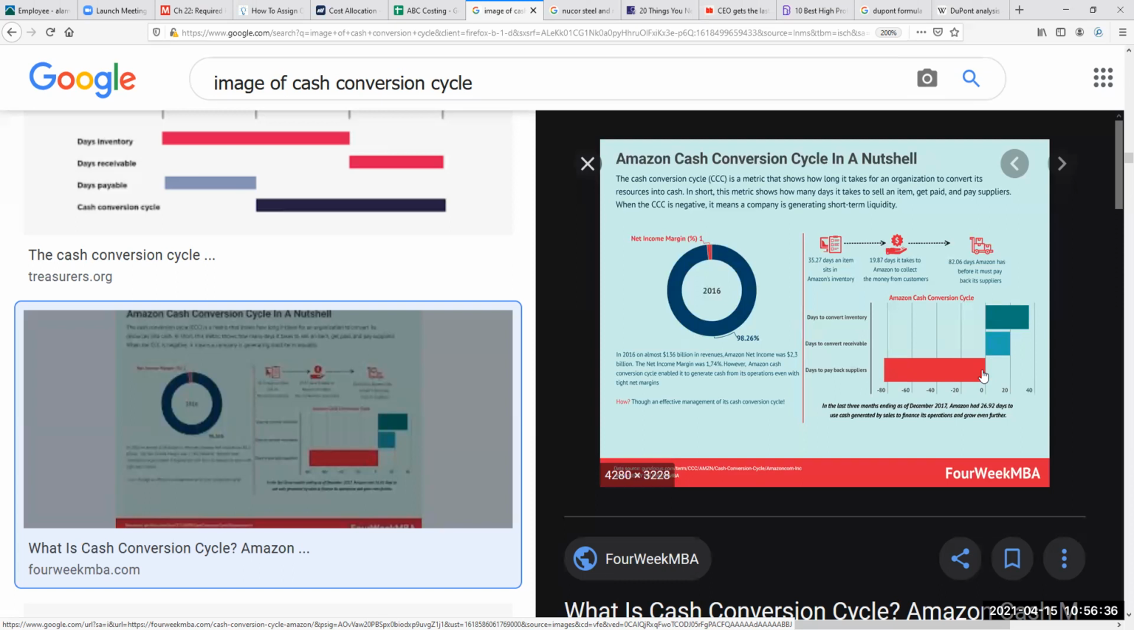So here it was, how many days? Amazon had 26.92 days to use the cash generated by sales to finance operations. So days to pay back suppliers was at 80. In here, they had days to convert the receivables, took them 20 days to collect, and days to convert inventory is close to 40. So right here, 35 days an item sits in the inventory, so a little over a month. 19 days it takes for Amazon to collect, and 82 days Amazon must pay back.